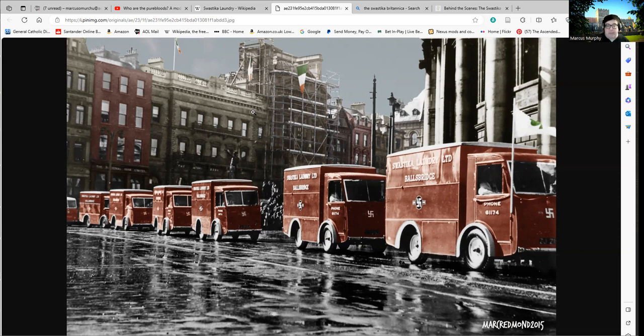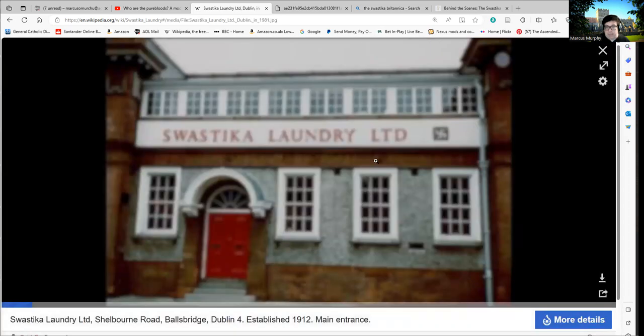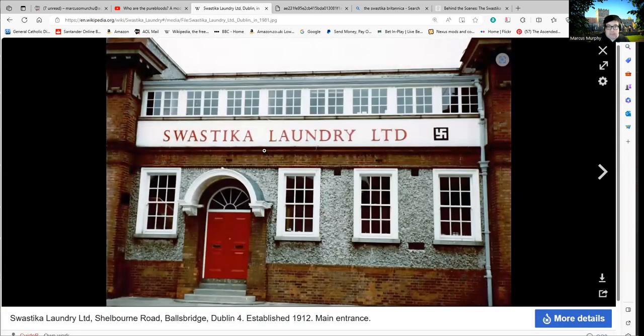But the Swastika Laundry was a real enough company and went on until well into the 1980s. You can see its headquarters here if I enlarge this Wikipedia article and enlarge the page. This was its headquarters, which is preserved now as a listed building. There's also a swastika tower. I couldn't find a great shot of that, where the tower itself has swastikas on it. So it's a real enough building and a real enough institution, bizarre as it may sound.